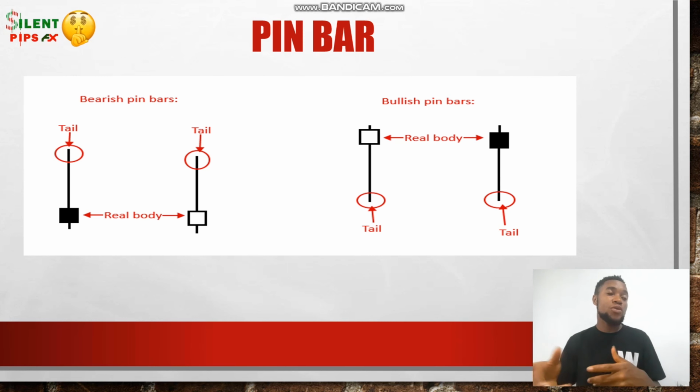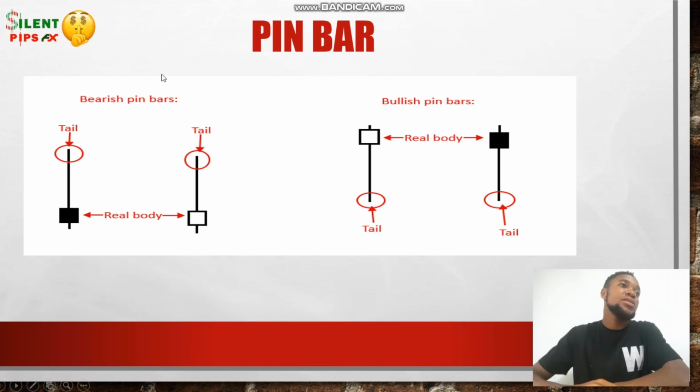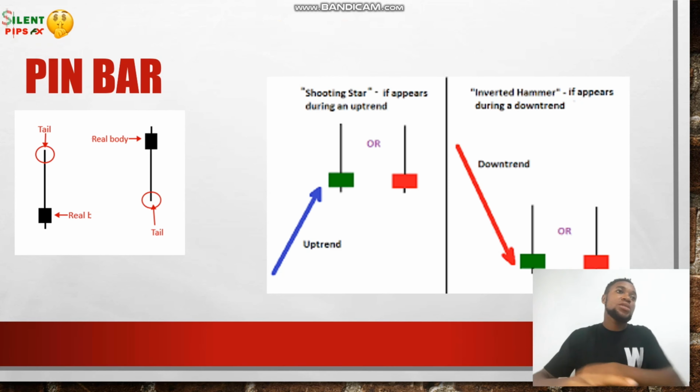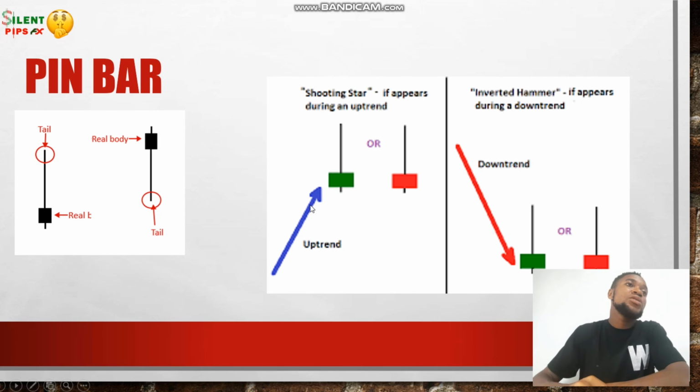They are 3 to 4 times longer than the body of the candlestick, and the shadows of pin bars point in only one direction. For a bearish pin bar, you see the shadow at the top. For bullish pin bars, you see the shadow at the bottom. Here it is bullish because the shadow was at the bottom and the bulls pulled the market back up till the market closed. Now, bullish pin bars, depending on their location, can be shooting stars or inverted hammers.